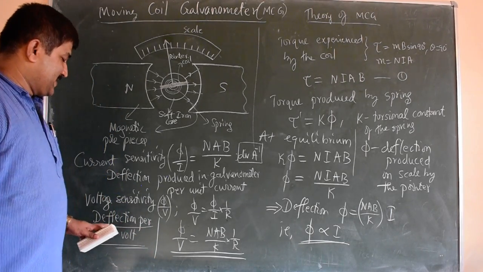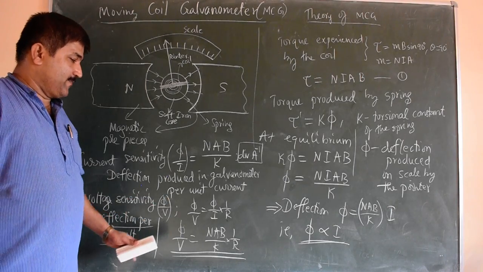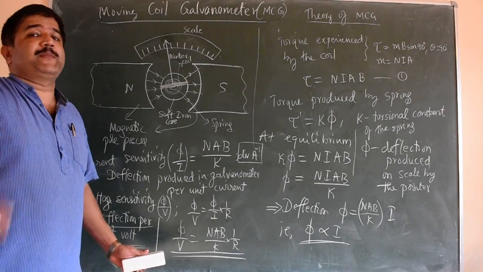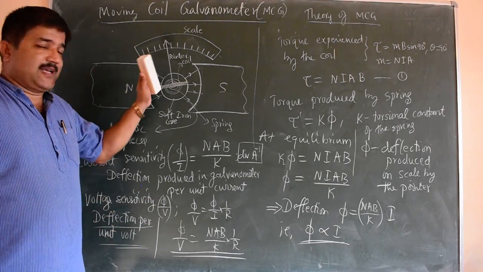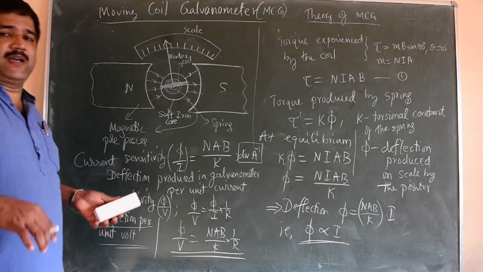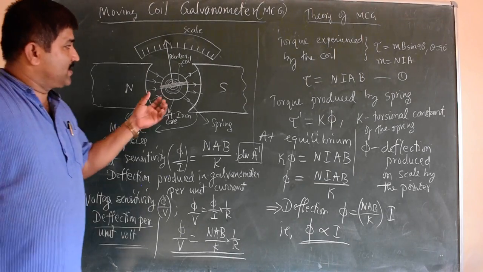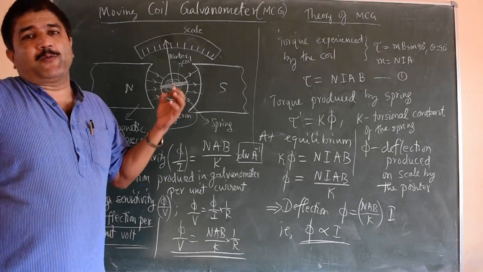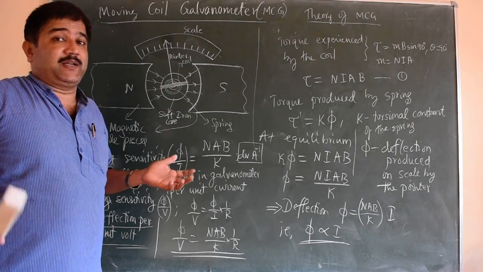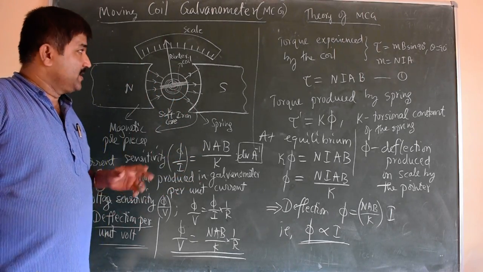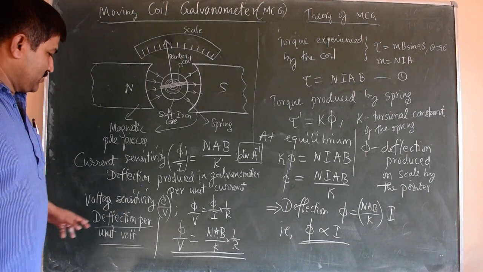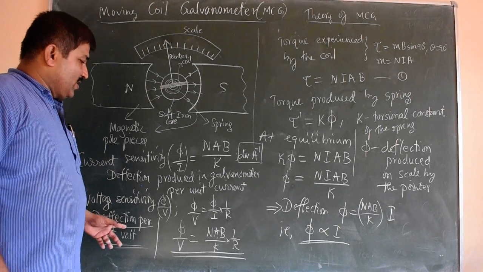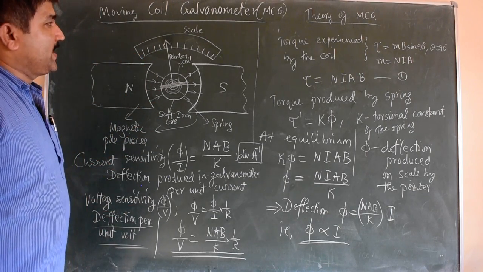So E is called the voltage sensitivity, and both current sensitivity and voltage sensitivity are very big numbers because the galvanometer is a highly sensitive device. It shows a few divisions of deflection even if you pass a microampere current, microampere means 10 power minus 6. So that is about the voltage sensitivity and current sensitivity of the moving coil galvanometer.